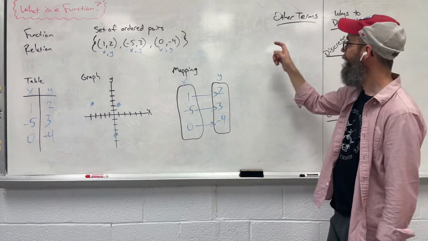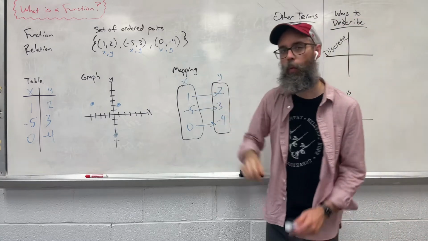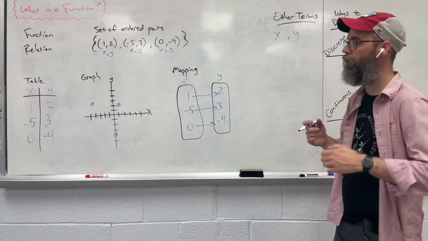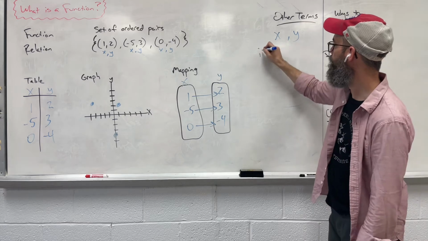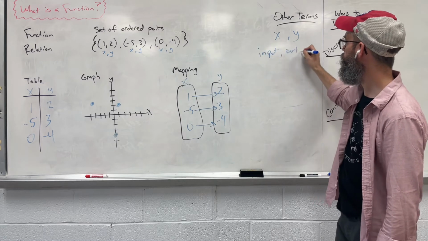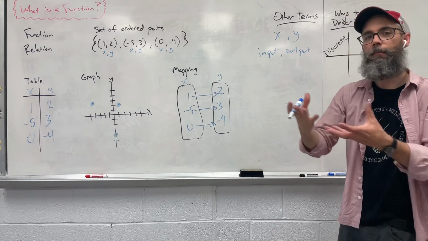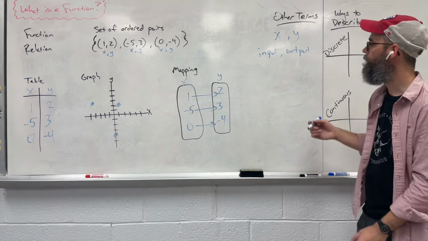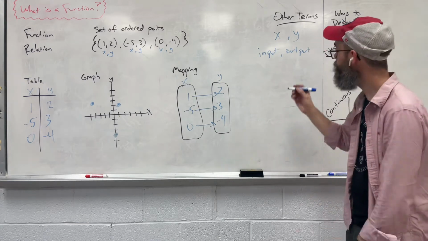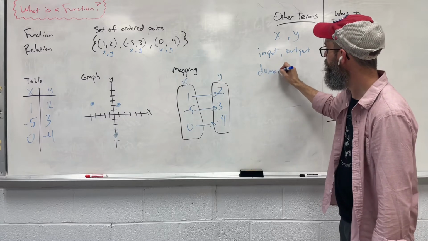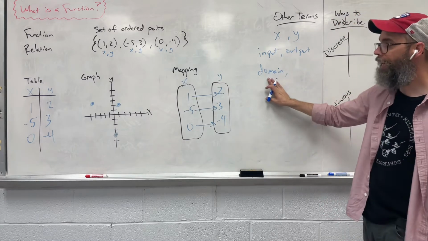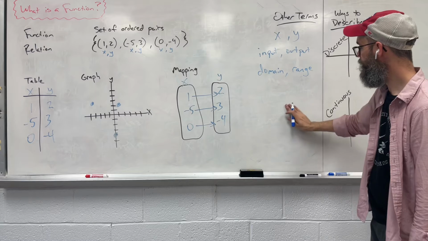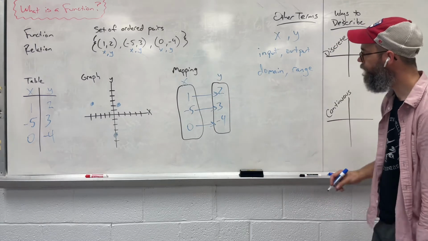Now, there are other terms that we can use instead of x and y. X and y are good, but they aren't everything that we're going to see. You might come across something like input or output. Usually, we input something into the x value and we get an output as our answer for the y. We could have domain and range. Domain is another name for all of your x values, 1, -5, and 0. Range is the name of all your y values, 2, 3, and -4.